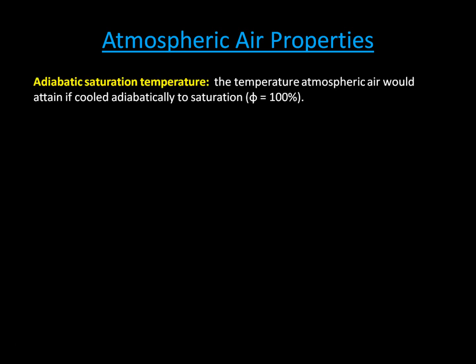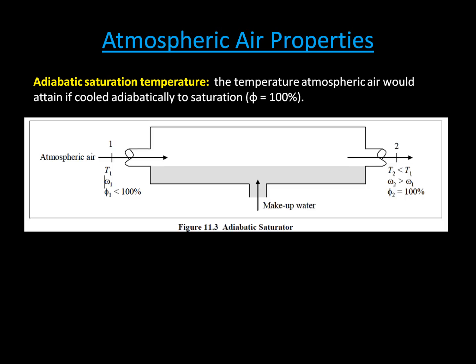So let's talk adiabatic saturation temperatures. So that's the temperature that atmospheric air would attain if it was cooled adiabatically to 100% relative humidity, to saturation, to when the water vapor, the mass of the vapor, is the maximum amount of vapor that atmospheric air can hold. And so this is seen in figure 11.3, an adiabatic saturator. So adiabatic meaning there's no heat transfer to the surroundings. I have atmospheric air with some temperature, some absolute humidity, and some relative humidity. And it's some relative humidity less than 100%.